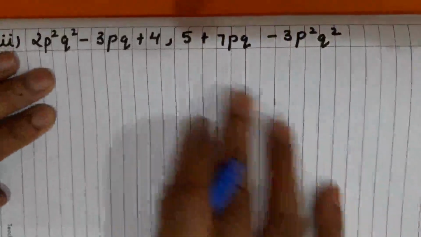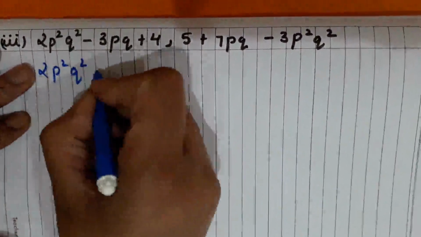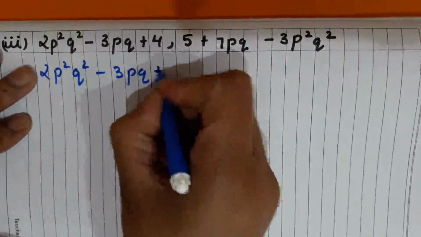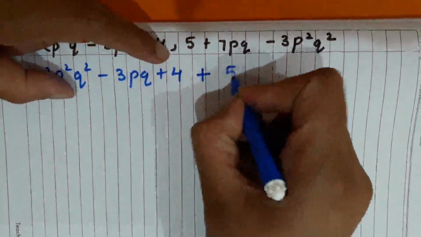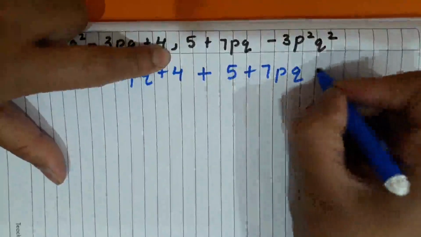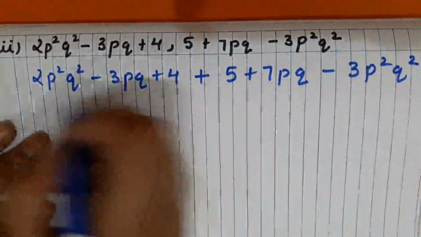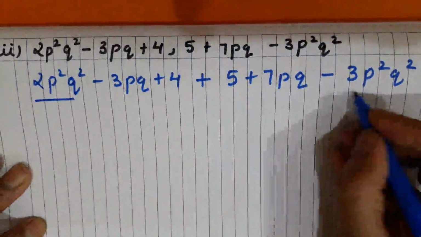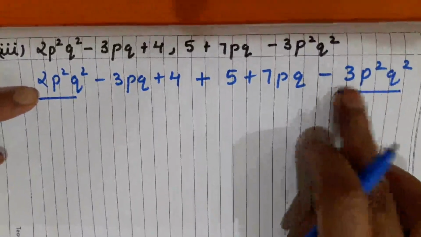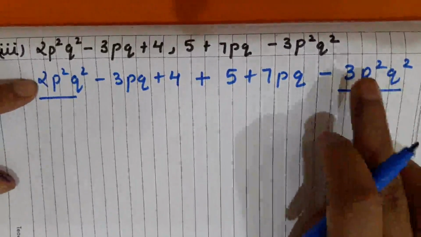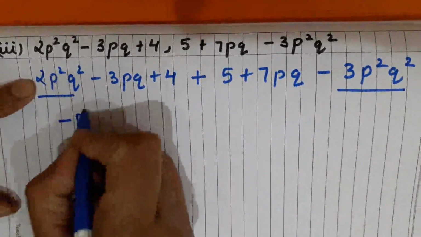Again, next part is there. You have to add. So add 2p square q square minus 3pq plus 4. This is your first expression. Instead of this comma, you can add 5 plus 7pq minus 3pq square. Okay, now take like terms together. This is p square q square, this is p square q square. So 2p square q square minus 3pq square, it means plus 2 minus 3. Minus we will do, so you will get minus p square q square.